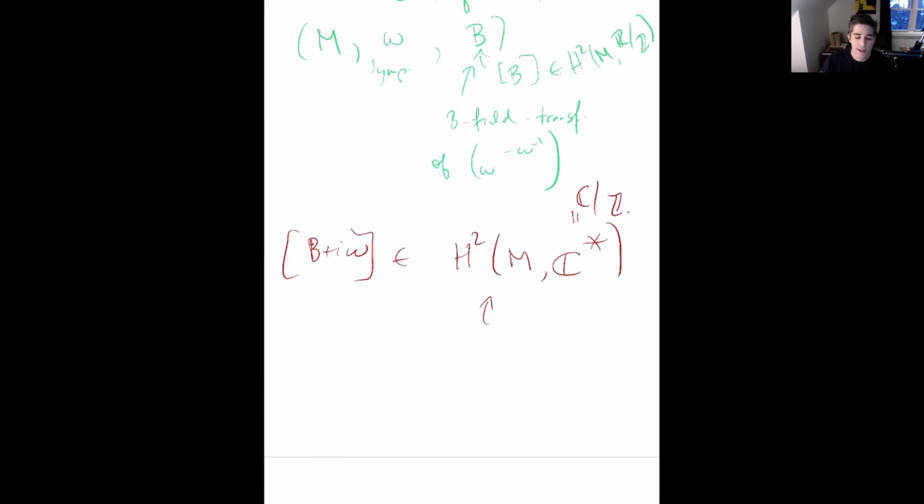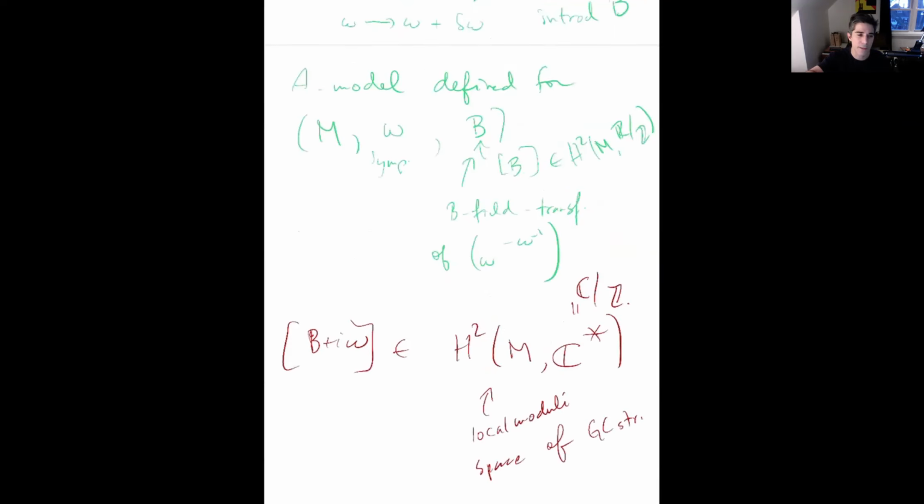This is close to being an open set. This is the local moduli space of GC structures. So the moduli space of the A model is identified with the moduli space of GC structures in this case.